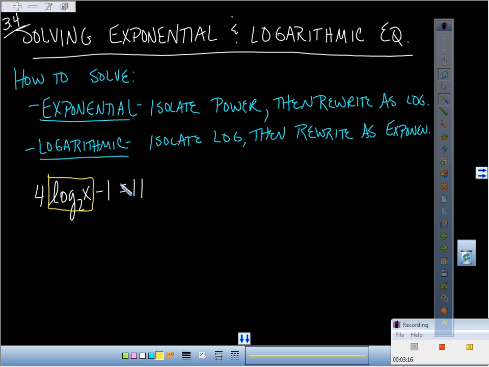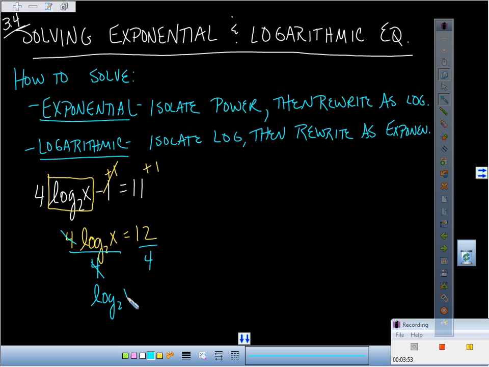Add 1 to both sides. Okay? So now I'm going to say 4 log base 2 of x is equal to 12. Now what are you going to do? Divide by 4. So now it says log base 2 of x is equal to 3. Now, is the log isolated?